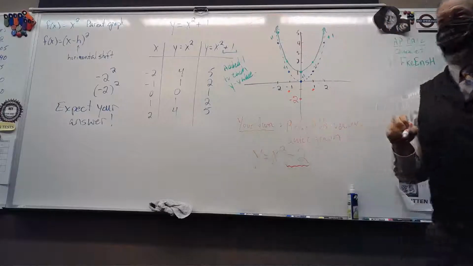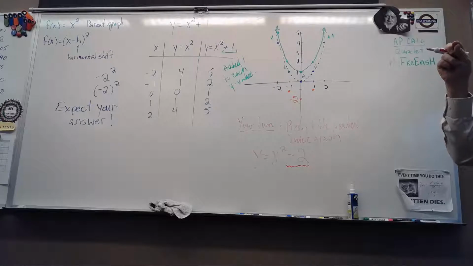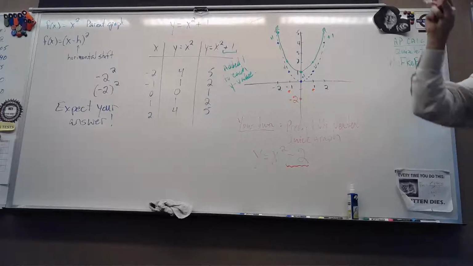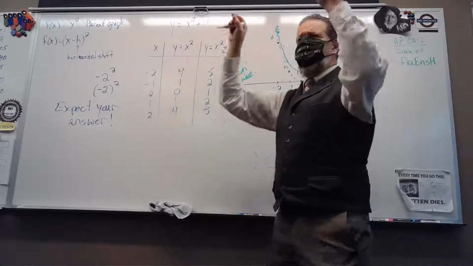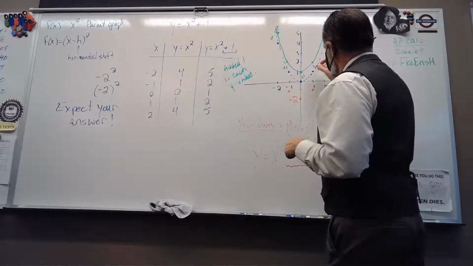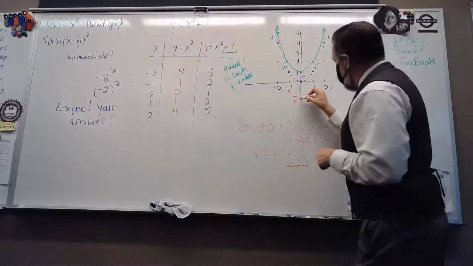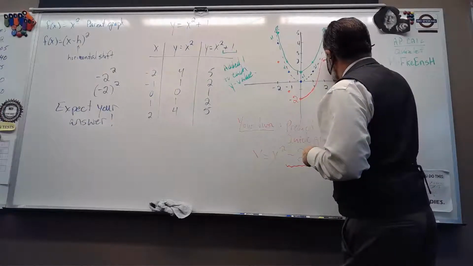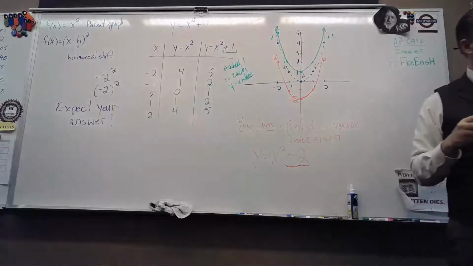Now what? Over 2, up 2. Over 2, up what? 2 squared is? 4. Remember, this is x squared. So over 2, up 4. Boom. Over 2, up 1, 2, 3, 4. Symmetry says it's exactly the same on both sides. And whoops, missed. Awesome.